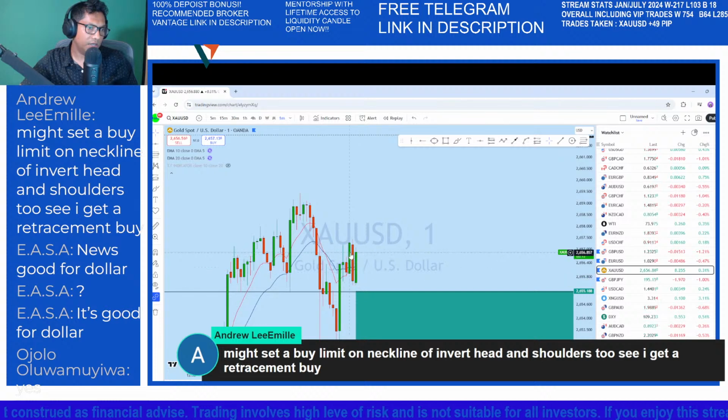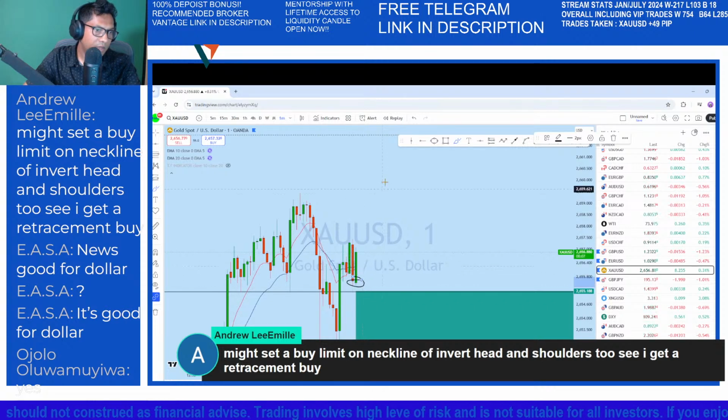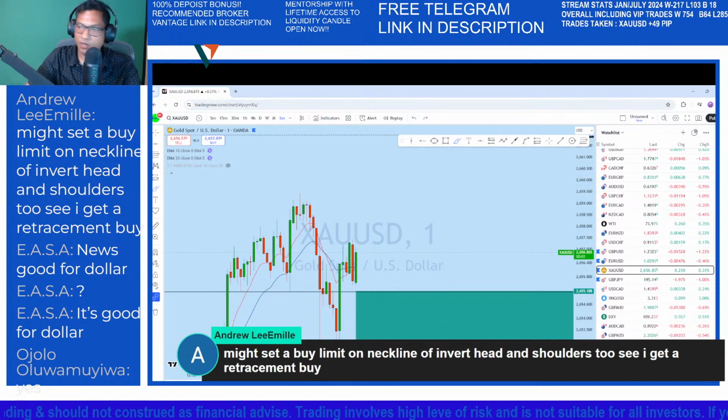So you can see after this drop, instead of coming down, it started to bounce back up. So this is a pure liquidity grab, and the bias therefore could remain to the upside.